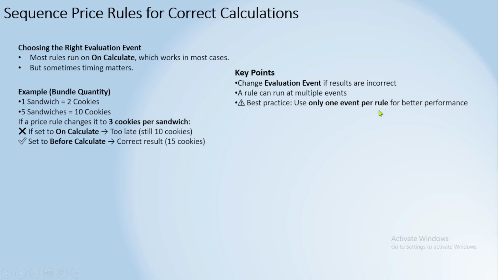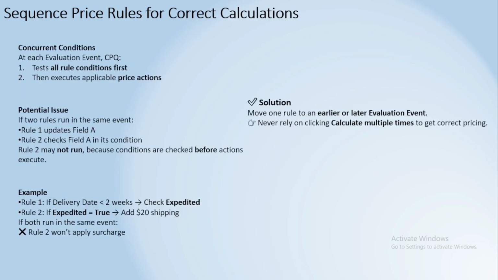So best practice: use only one event per rule for better performance. This is the best practice. Like in triggers, you follow that, right? One trigger per object. So here, use one event per rule. And what is the correct sequence? Okay, one more thing.